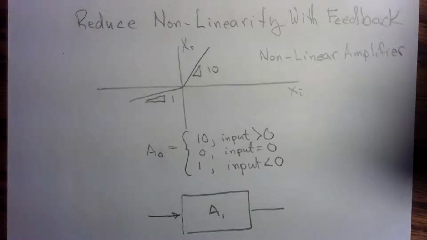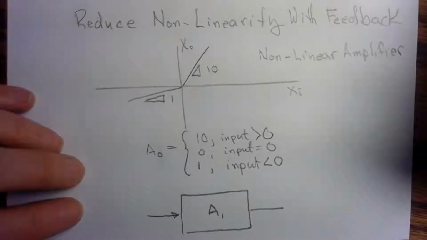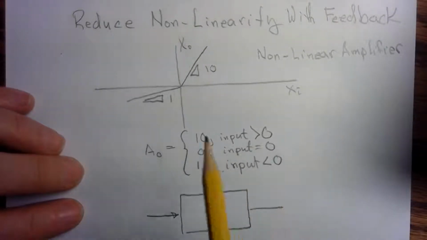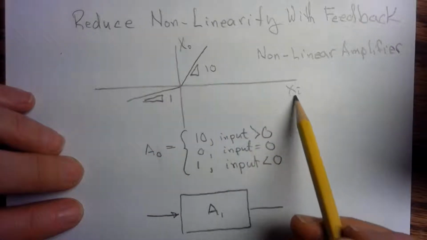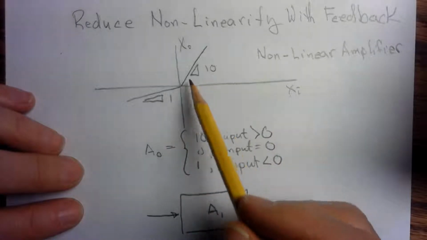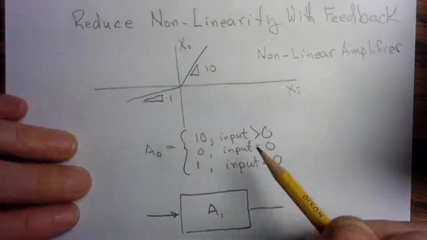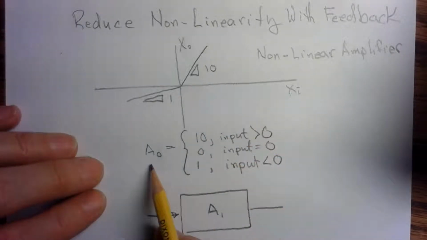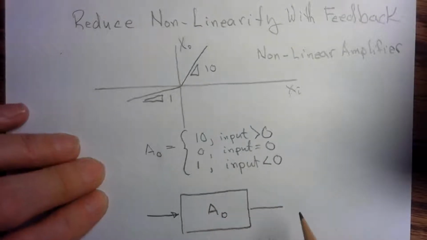Let's look at the effect of negative feedback on a nonlinear amplifier. To make this easy to understand, I want to have an amplifier that's nonlinear but also easy to understand. So I've constructed an amplifier here that has a gain of 1 whenever the input xi is less than 0, and a gain of 10 whenever xi is positive. Here's my definition of the gain, and I'd like to make this amplifier as linear as possible.